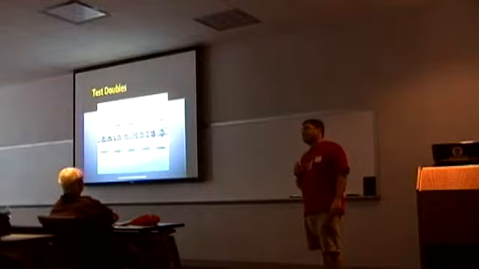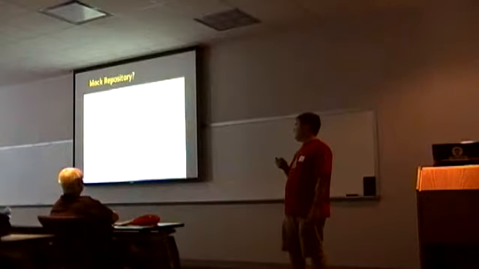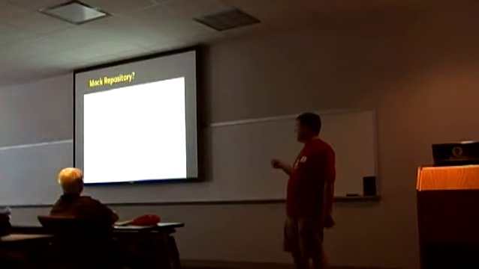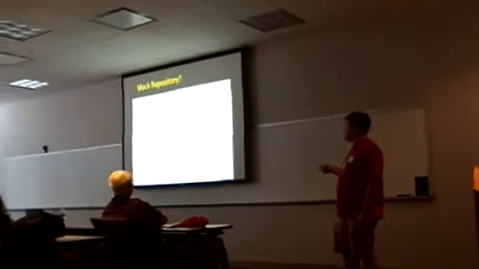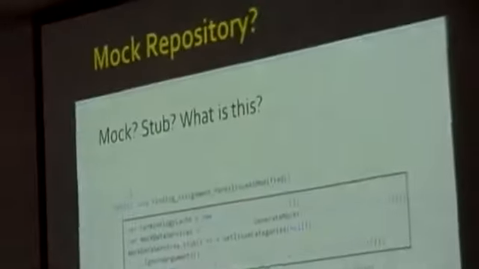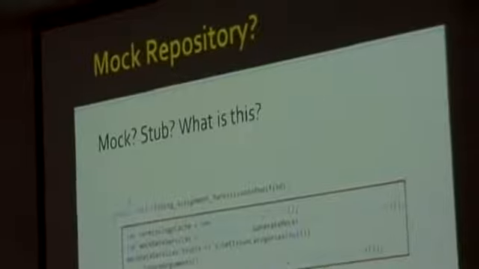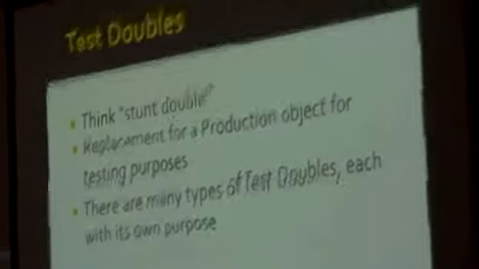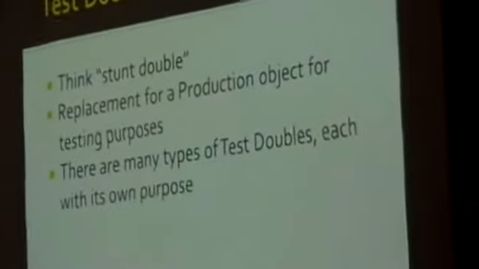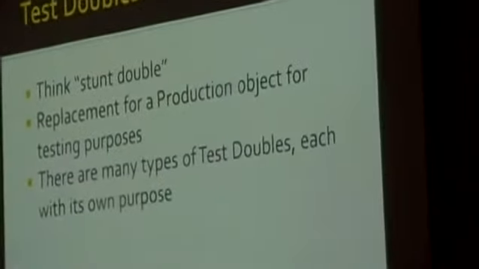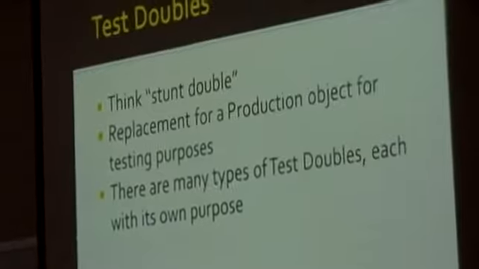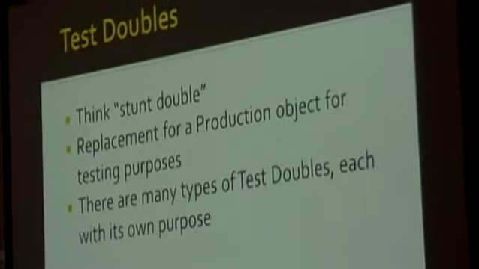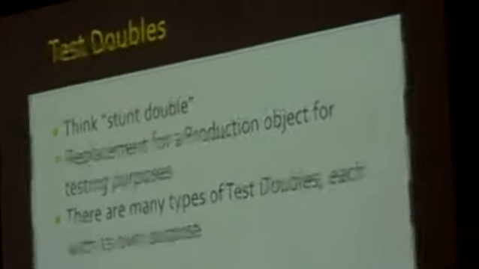So let's talk about test doubles. Mock, stub. Remember I mentioned setting up this mock data services here? This happens to be RhinoMocks. So think stunt double. It's a stand-in for production code when that piece of code is not what we're concerned with in our test, but we need it anyway.